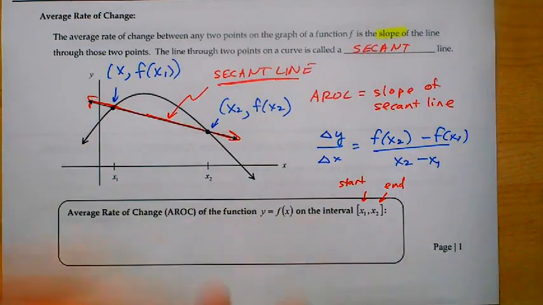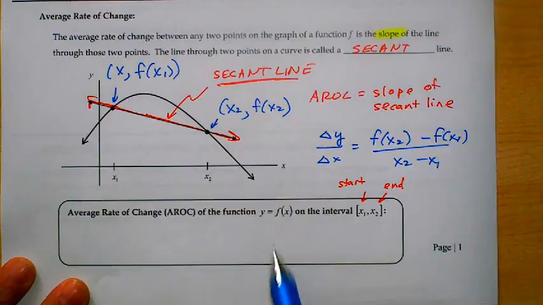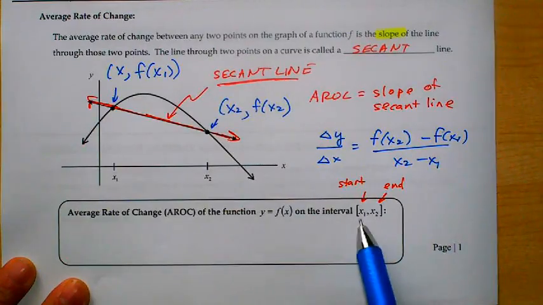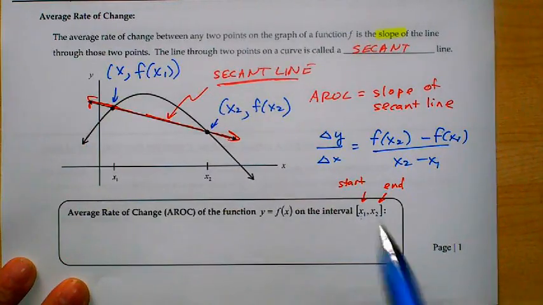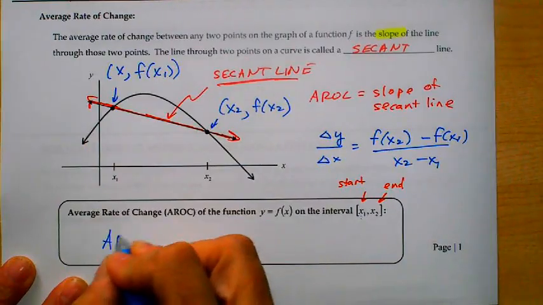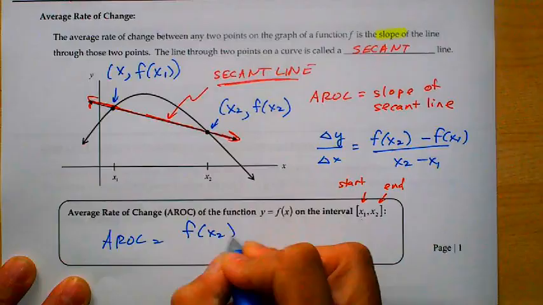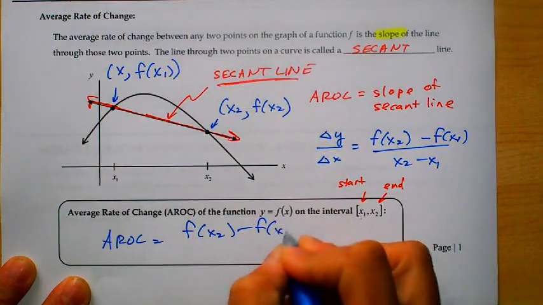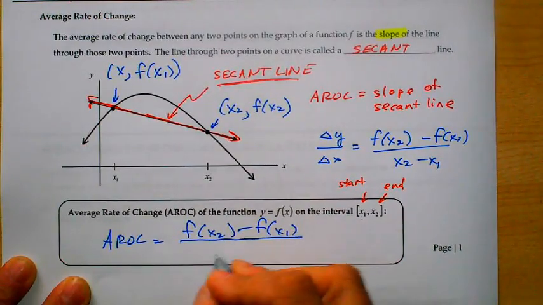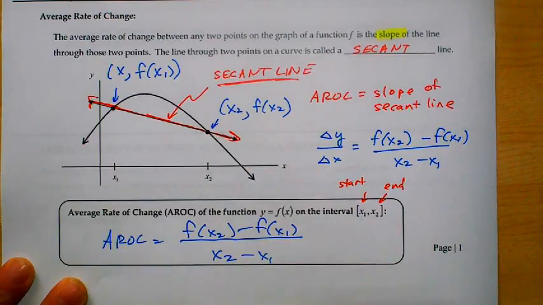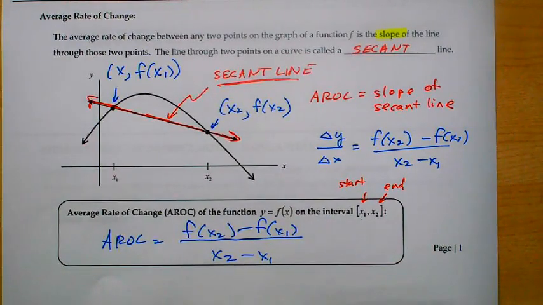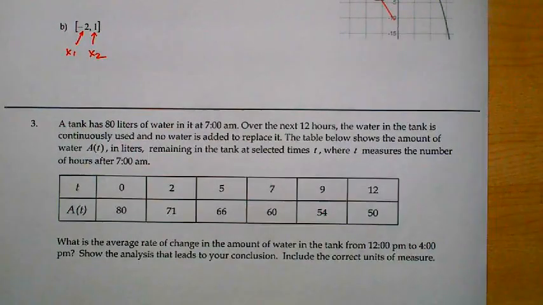So just to summarize that, the average rate of change, AROC, of the function f of x on an interval that starts at x1 and ends at x2 will be right here. So please make sure you write this neatly, prominently, and correctly because it will be something important to remember. All right. Let's look at the next example.